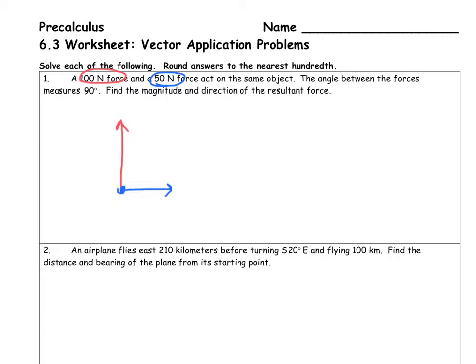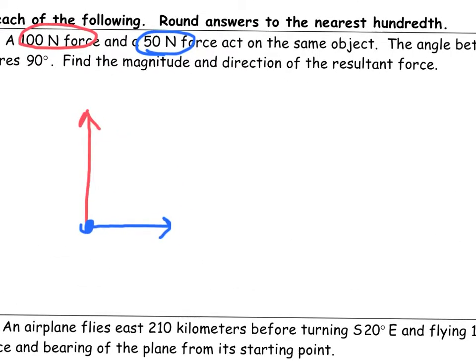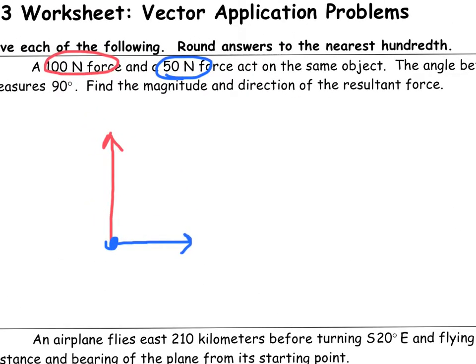So the angle between the two forces is 90 degrees, so that's why I placed them on the axes. Find the magnitude and direction of the resultant force. So if we were to break this down into components, this vector here would be 0, 100. And this vector here would be 50, 0.